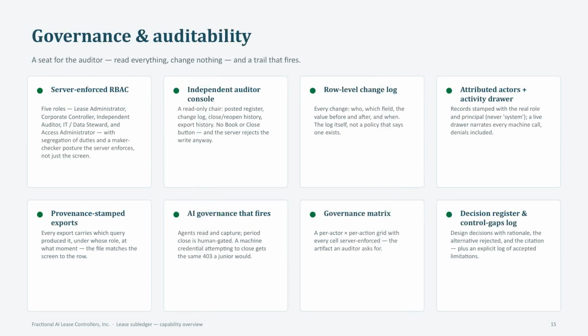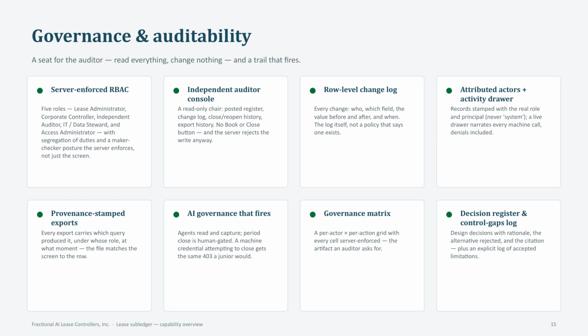Governance is where an auditor decides whether to trust any of this. 5 server-enforced roles: lease administrator, corporate controller, independent auditor, IT data steward, and access administrator, with segregation of duties the server enforces, not just the screen. The auditor gets a read-only console, the posted register, the changelog, the close and reopen history, the export history. No book button, no close button, and the server refuses the write anyway. A row-level changelog: who, which field, the value before and after, and when. The log itself, not a policy that says one exists.